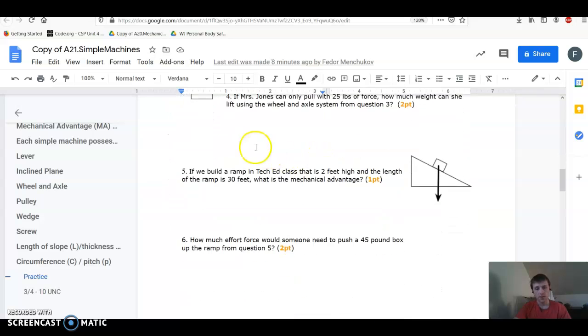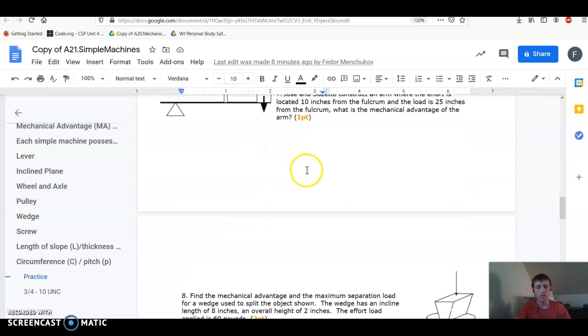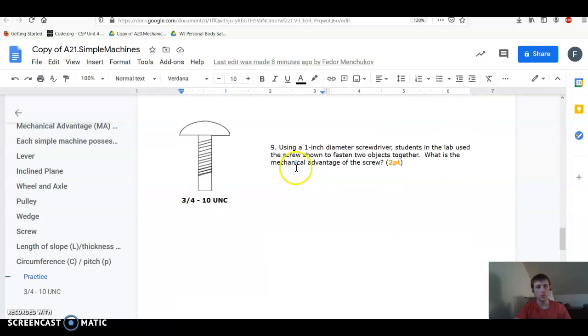Hopefully you can figure out how to do these next couple on your own. If not, please let me know. Send me an email and we can work through them together. The last one to consider is this one, the one with the screw. Now the screw one is a little tricky.